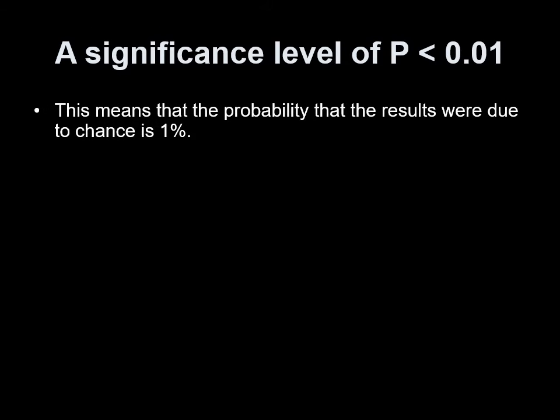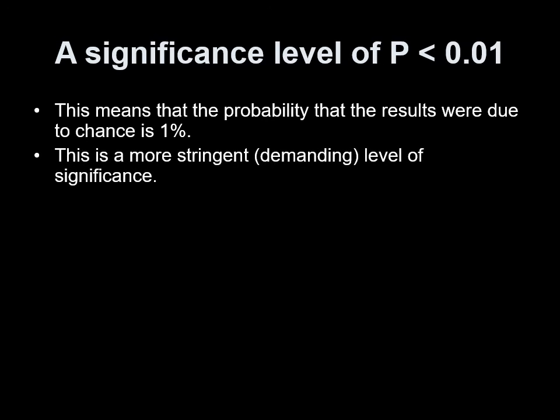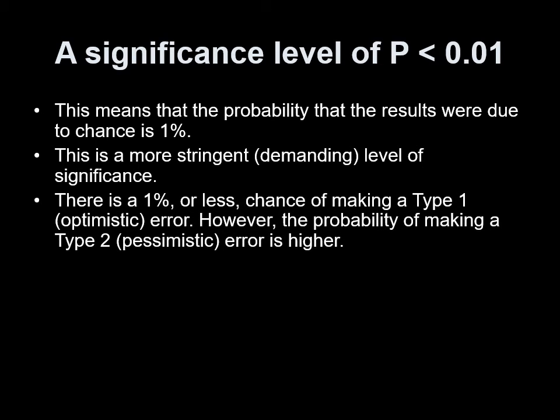So if you got P is less than 0.01, this means the probability of the results being due to chance is 1%. It's a more stringent or demanding level of significance. There's a 1% or less chance of making a type 1 error. So you've got 1% or less chance of making a too optimistic error, but the probability of making a type 2 or pessimistic error is higher. So the more stringent you are, the more demanding the test, the less likelihood of making a type 1 error, but the increased likelihood of making a type 2 error.